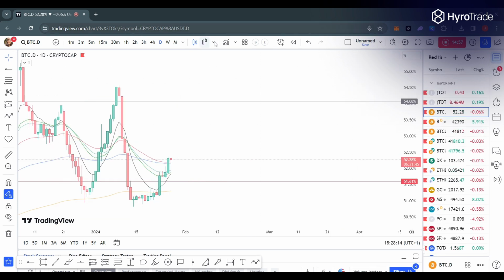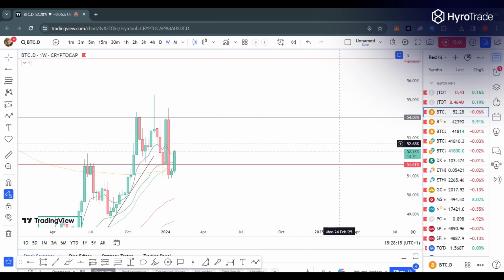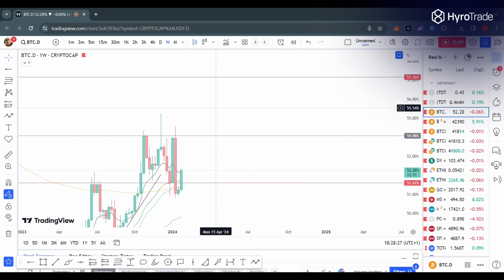So far, from what I see on Bitcoin dominance, I think that it will come to the 54% level, and from there it may reject. If it manages to break above, then the next stop is 57%, which is also a strong resistance level.